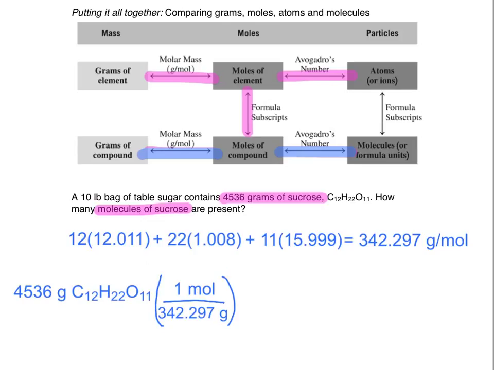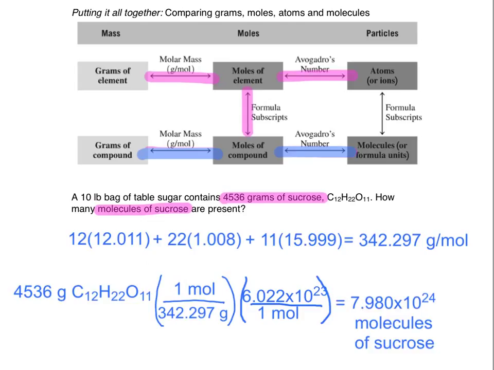And now we want to use Avogadro's number to get to molecules. And we know that 1 mole is 6.022 times 10 to the 23rd molecules. Right, so we want moles to cancel, so the 1 mole is going to go on the bottom. And on top, we're going to put 6.022 times 10 to the 23rd, which is how many molecules we're going to have. Right, so if we set that calculation up in our calculator, we get 7.980 times 10 to the 24th molecules of sucrose. And now we're going to build on this in class tomorrow and do lots of practice.